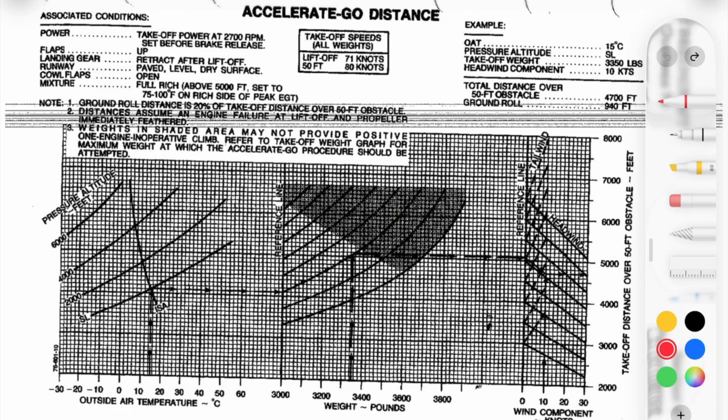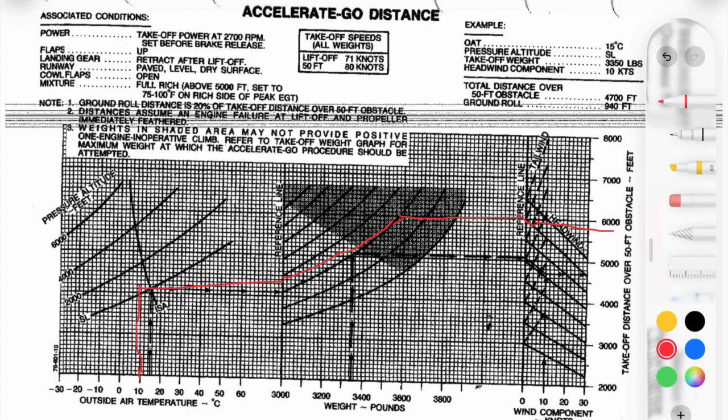To use this chart, we're going to go to our outside air temperature of 9 degrees, follow it up to our pressure altitude, across to our reference line, and then we're going to follow the trend of the line up to our weight. Our weight is 3,600 pounds. So I'm going to meet that 3,600 pound line right here, and I'm going to go across now to my reference line for the wind. We still have 4 knots of headwind. And then we go across to find our total distance. For today's conditions, our accelerate go distance is going to be about 5,800 feet.